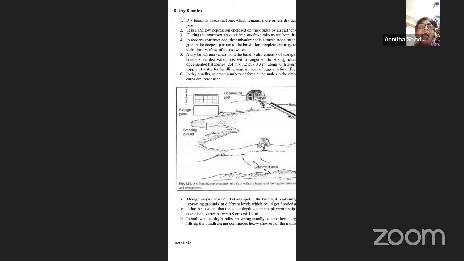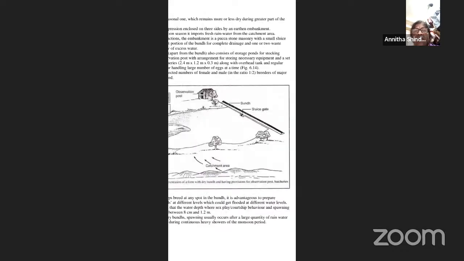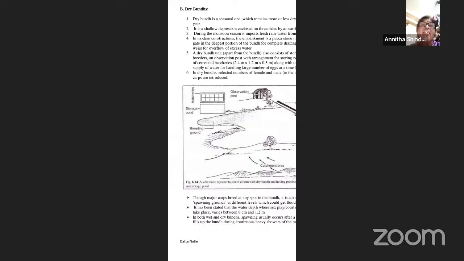See here, these are the hatcheries. This is a schematic representation of a farm with a dry bund, having provisions for an observation post, for hatcheries, as well as for the storage pond. This is a storage pond, and this is the observation post, a small hut where the farmers will be living and observing what is happening. So this is the breeding ground.